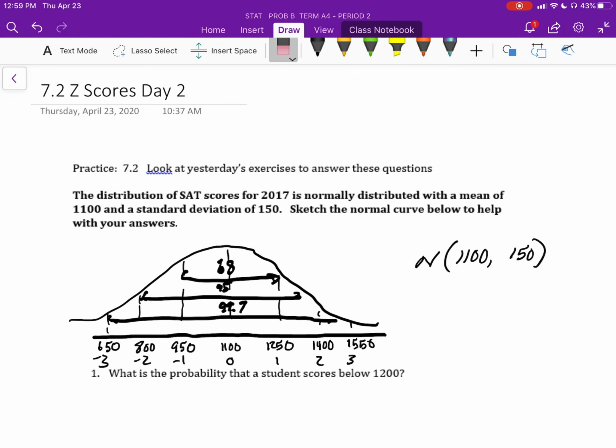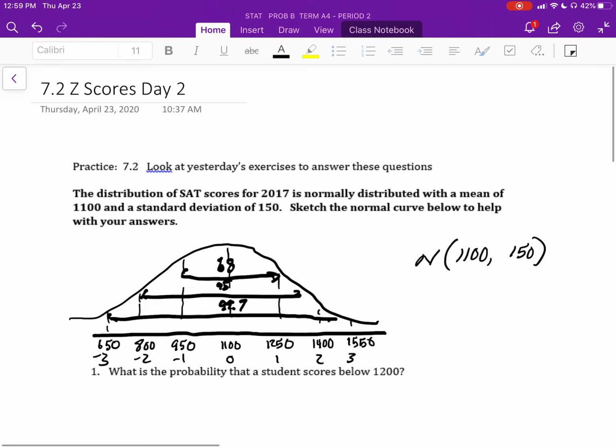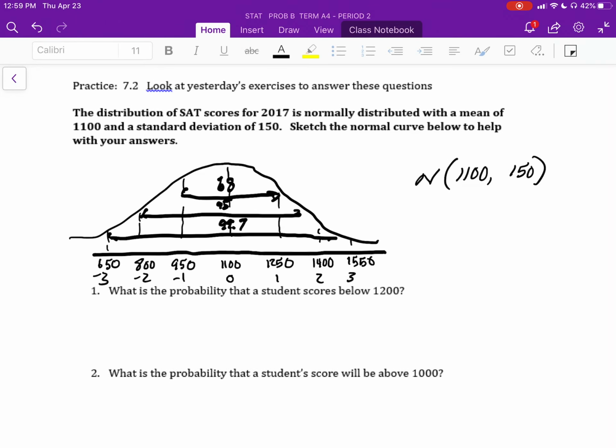Okay, so we're going to do day 2 of our z-scores. And if you look at the second worksheet, I've already started you out with the model to get us ahead here. So we're looking at SAT scores, kind of an interesting topic for what's going on right now. But most of you took the SAT last year.